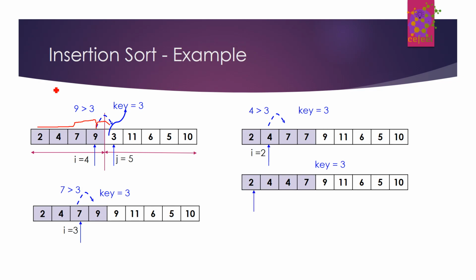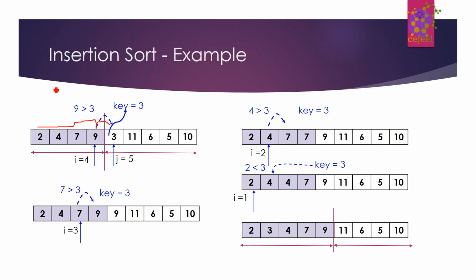So finally I will point to 1, but now the value of I, which is 2, is less than 3, so no need to push any more items, and we just replace key with the second item, which means 3 will replace 4 now. 3 will replace A[I plus 1]. So that gives us 2, 3, 4, 7, 9, and see, now we have 5 items as sorted, and we only have 4 items remaining to be sorted.